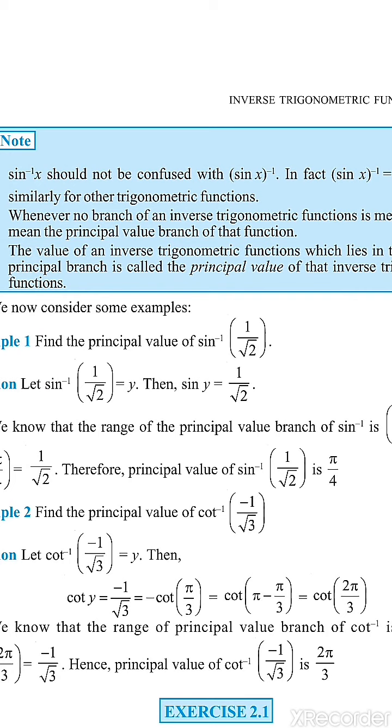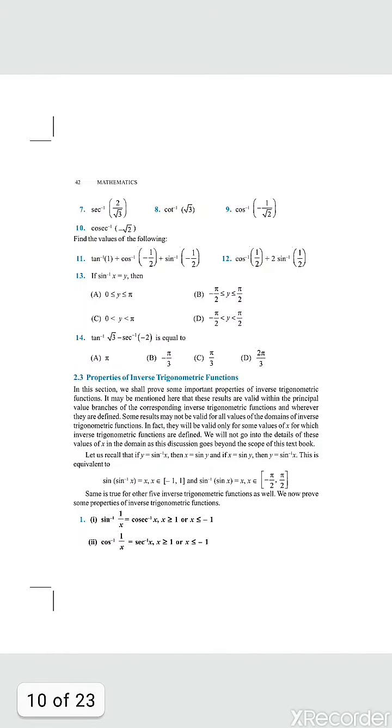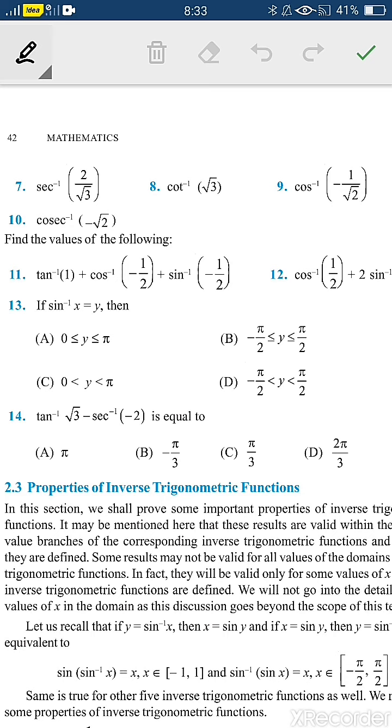So this is lying in the range of the principal value branch, so that is called the principal value of that inverse trigonometric function. Once you understand this, you can easily solve these questions. Till question number 10 you can easily solve this. Moving on with question number 11.